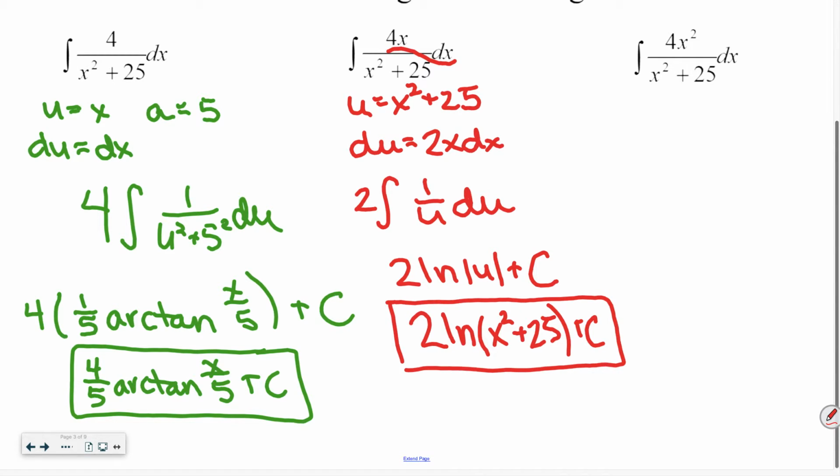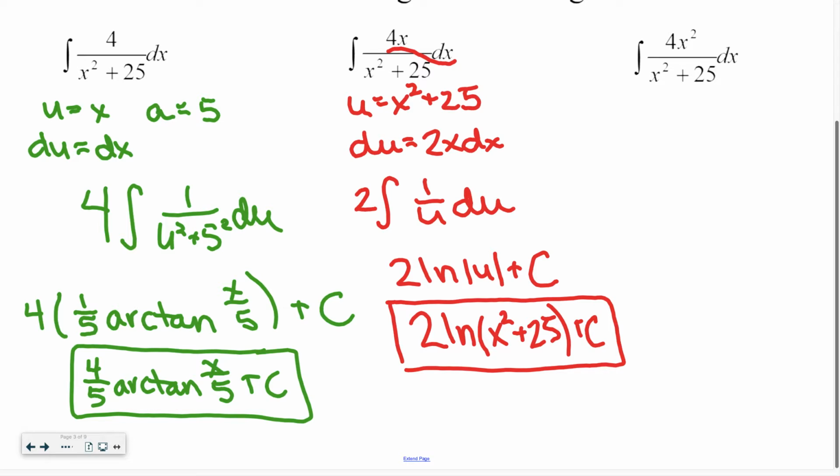Why did I drop my absolute value? x squared plus 25 is always positive. If you put it there, I'm not going to be upset. All right, our third one.